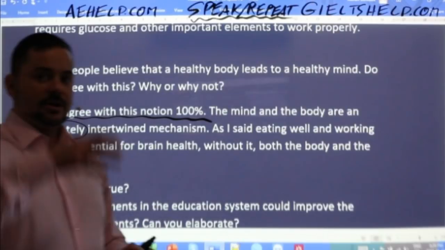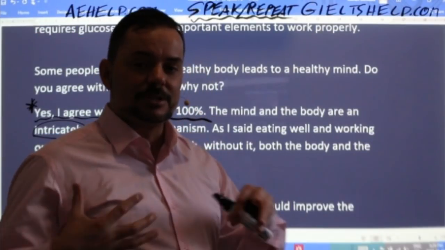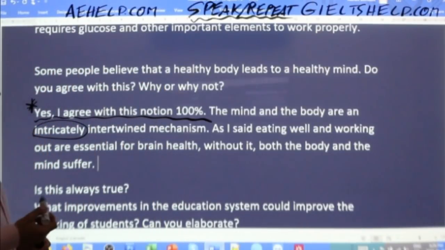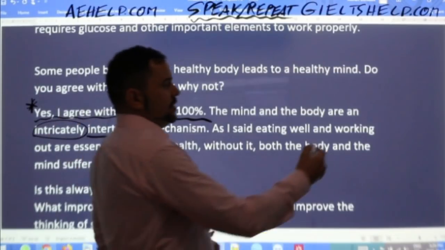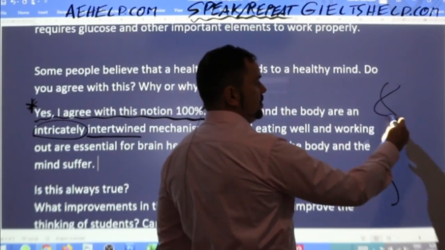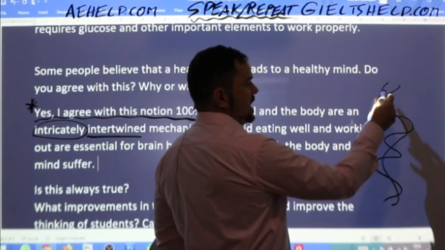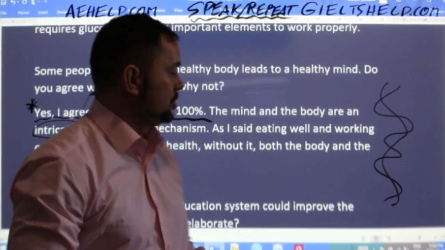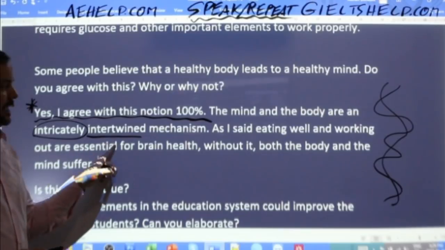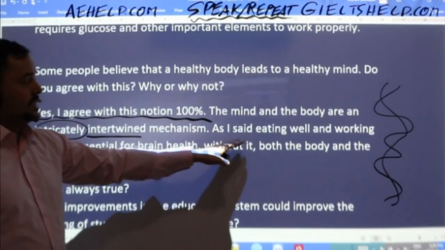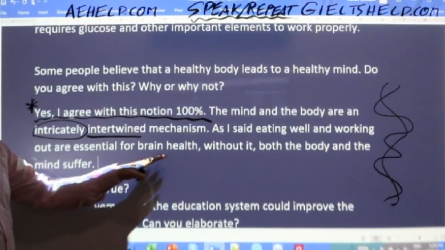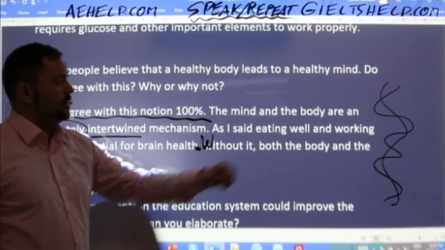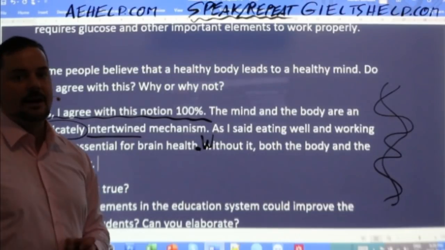Okay, of course, we have our brain, our spinal cord, our nervous system. It's all very connected with the other parts of our physiology, our body. Intertwined literally means twined together like this. If you think of the DNA strand, this is intertwined. It's when you have elements mixing together. That's what intertwined means, okay? So intricately intertwined mechanism. As I said, eating well and working out are essential for brain health. Without it, both the body, this should be a period, capital. Without it, both the body and the mind suffer.